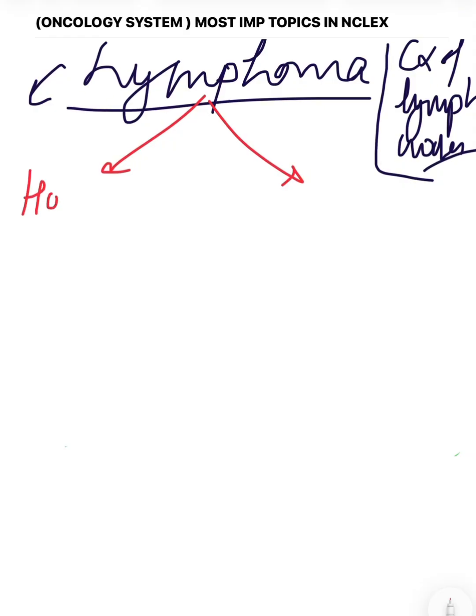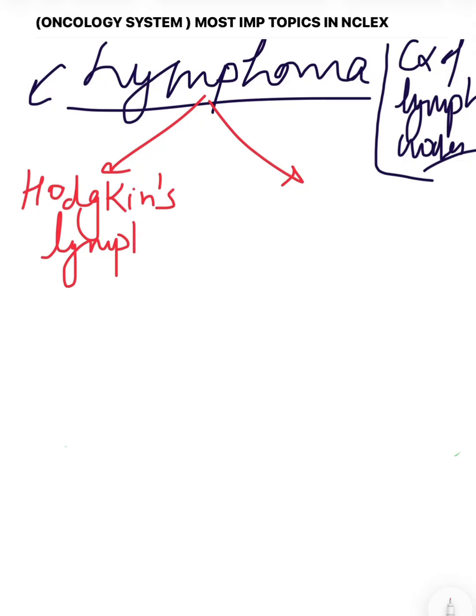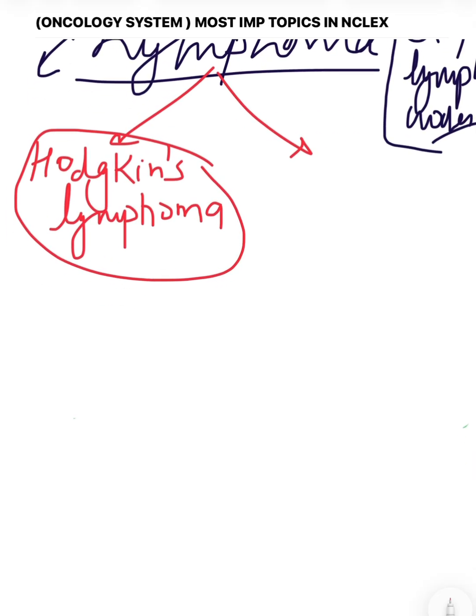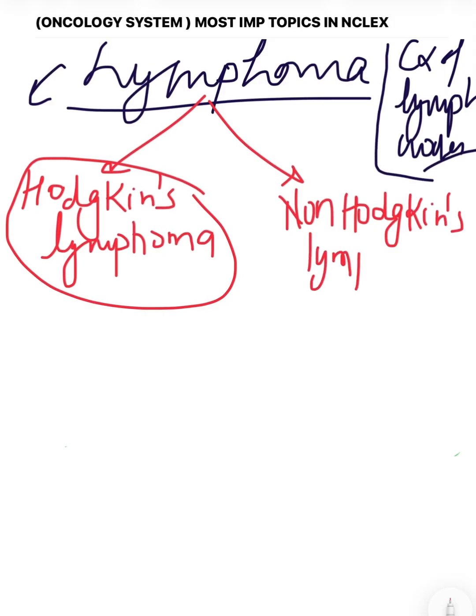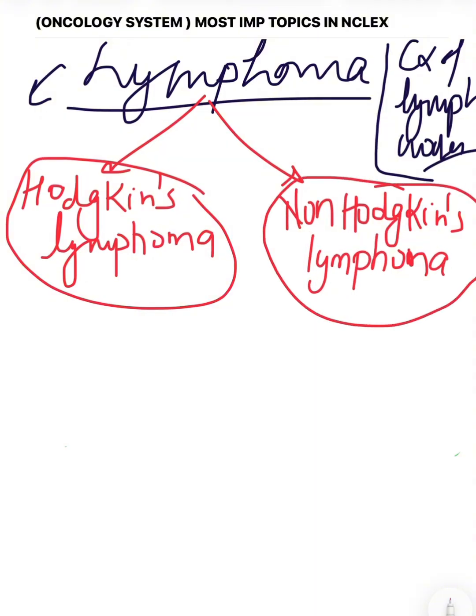Lymphoma has two types. First is Hodgkin lymphoma, and second is non-Hodgkin lymphoma. So lymphoma is a cancer of the lymph nodes, also known as secondary WBCs, and there are two types: Hodgkin lymphoma and non-Hodgkin lymphoma.